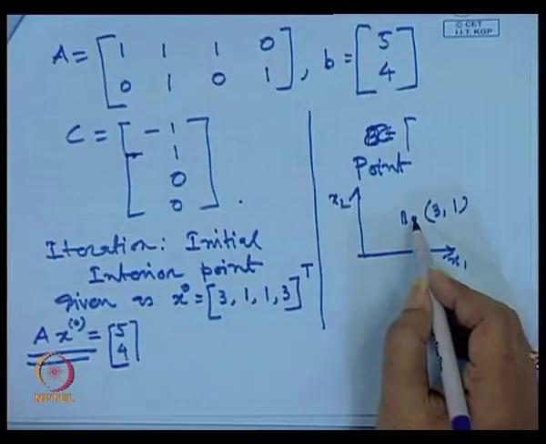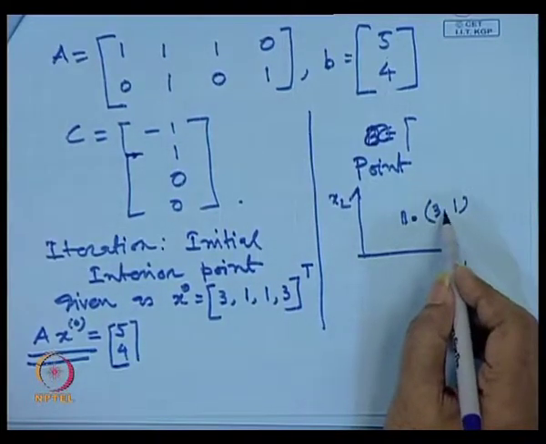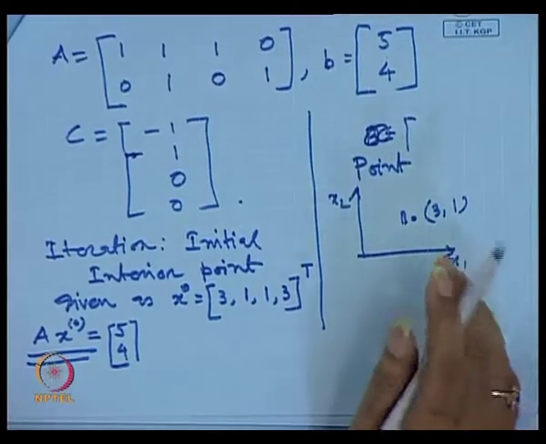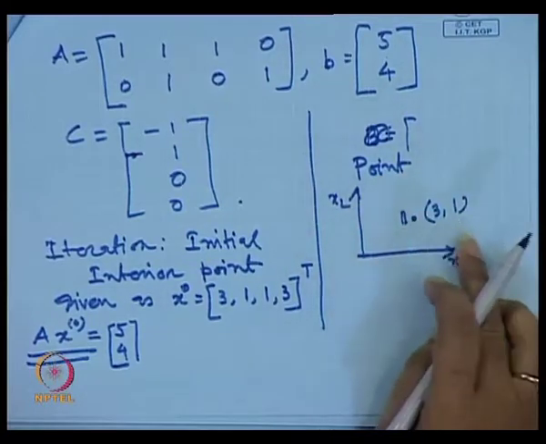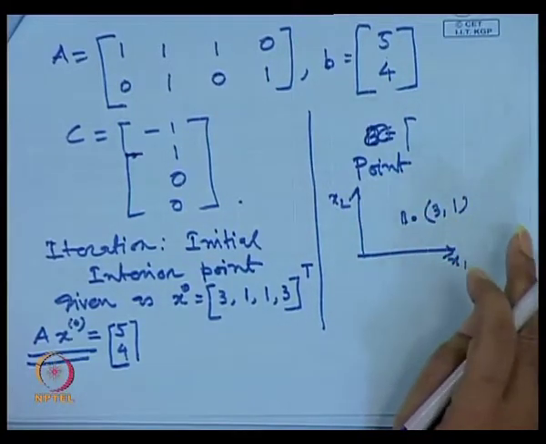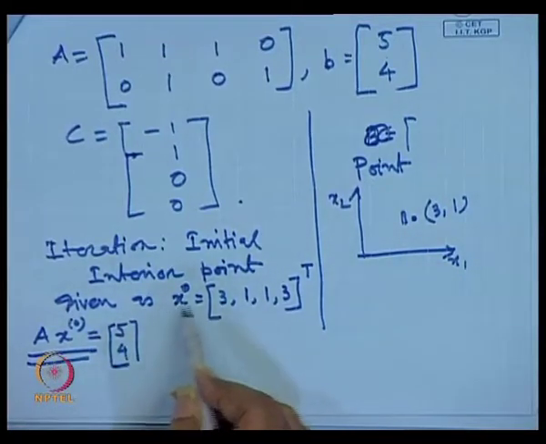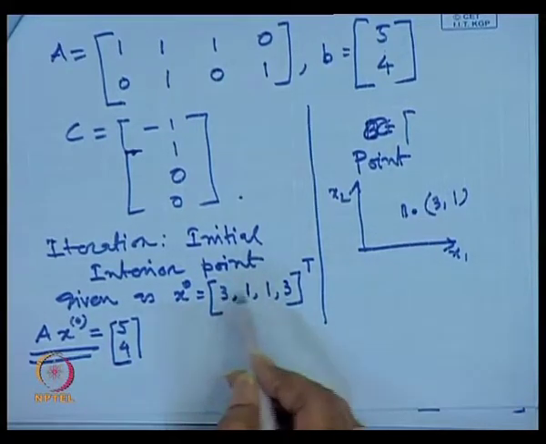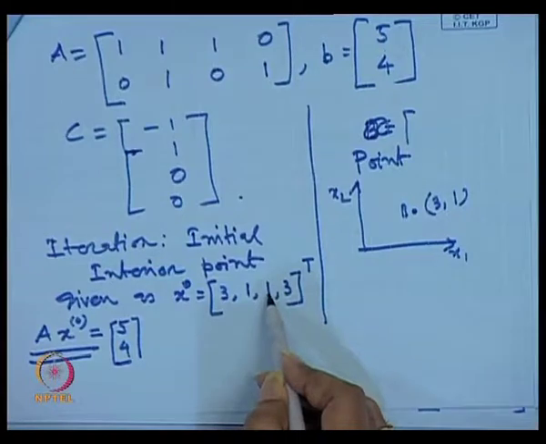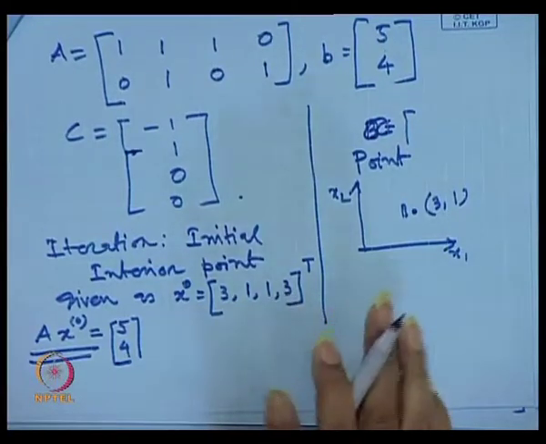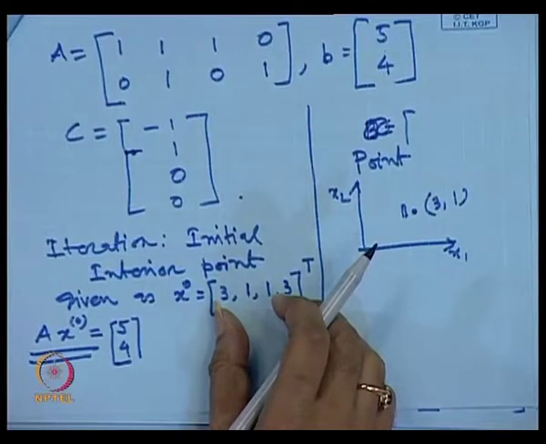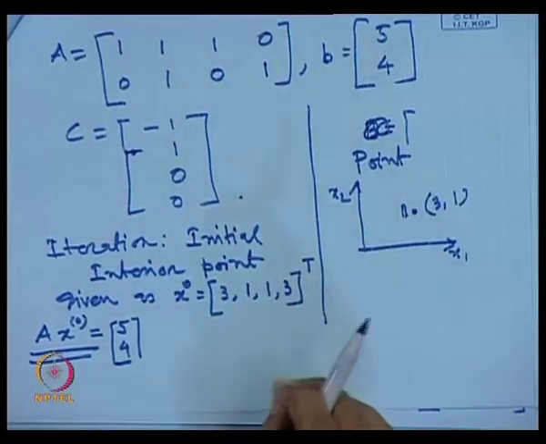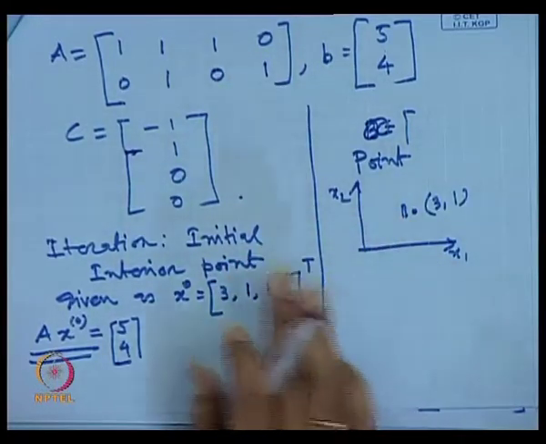We take an initial guess, let us say x1 is 3, x2 is 1. But we have additional variables x3 and x4, and accordingly the initial condition x0 is: x1 is 3, x2 is 1, then x3 I have considered 1, x4 is 4. This is the initial condition. You have to choose the initial condition in such a way that the point is in the interior, or the feasible region, of this problem.